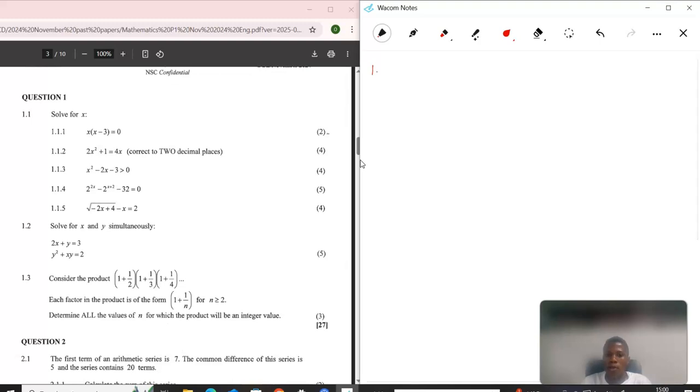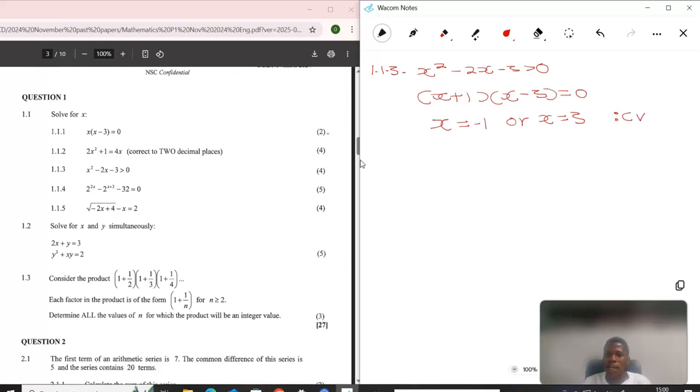1.1.3 says x squared minus 2x minus 3 must be greater than 0. Therefore, you start by factorizing. Let's factorize. We get x plus 1 and x minus 3. Therefore, you use the equal sign because I'm looking for the critical values. Therefore, your x is equal to -1, or your x will be equal to +3. Therefore, don't forget these are your CV, critical values.